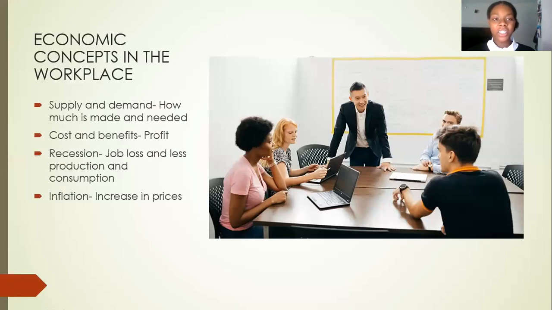So how did economic context affect the workplace? Supply and demand. This is basically how much of a product people need and how much they are able to sell. Cost and benefit is a profit. How much people are able to receive off being able to sell something.